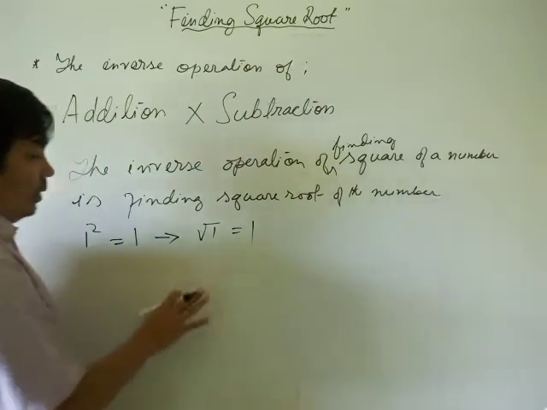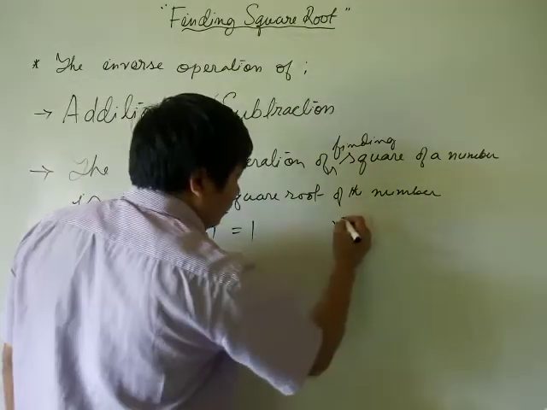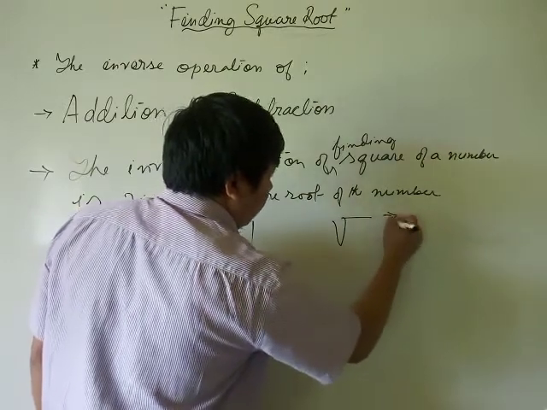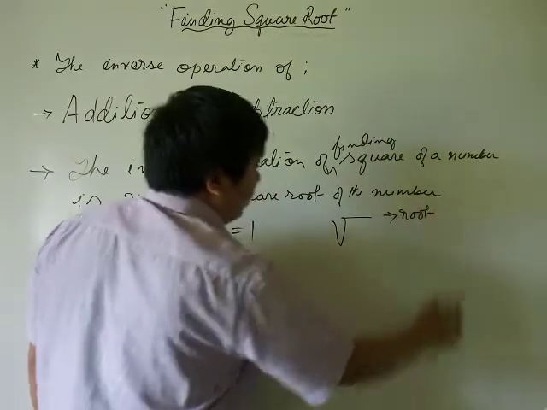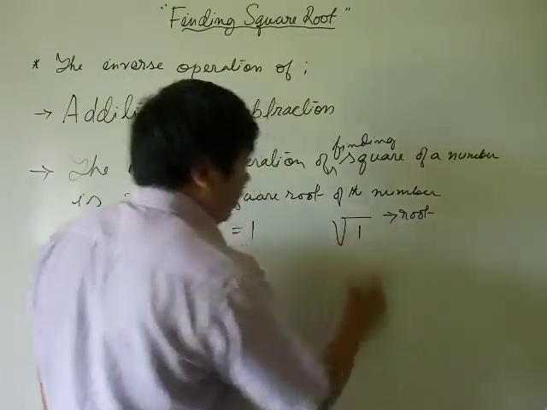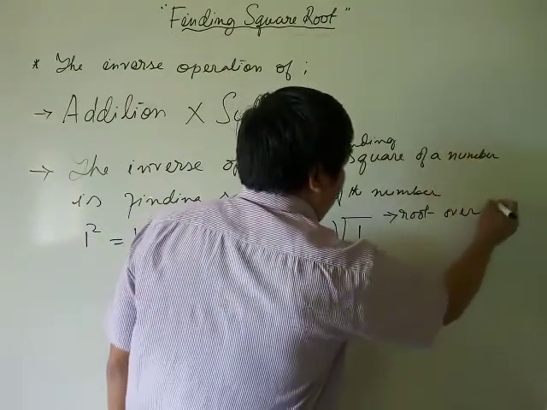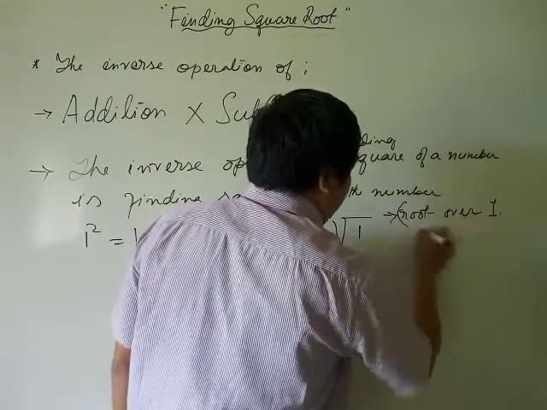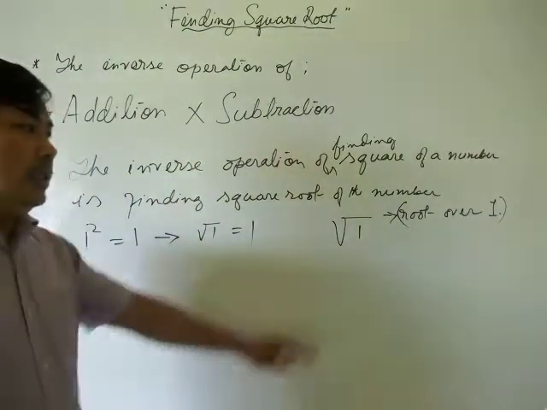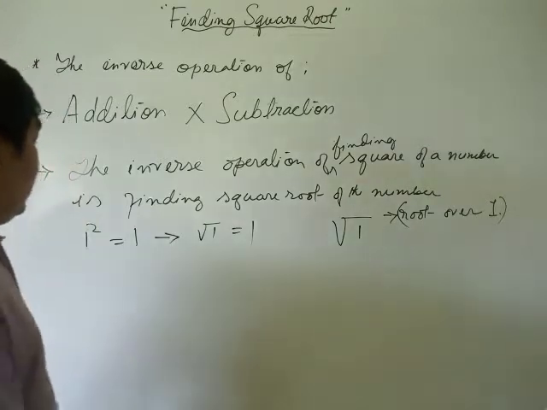We say root over. Try to understand this. This is called root. We read it as root of a number, isn't it? And if there is some number below it, then it is root over 1. We read this as root over 1. So this is the symbol of square root. This is square root. You see, my dear friend.